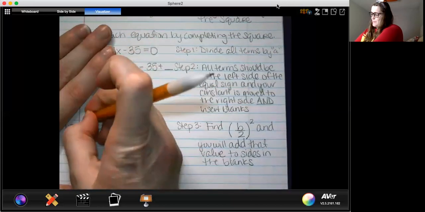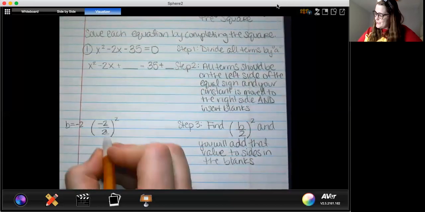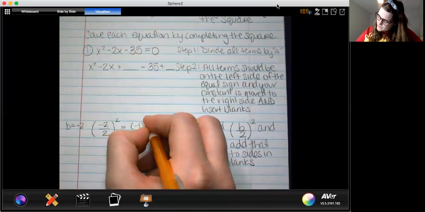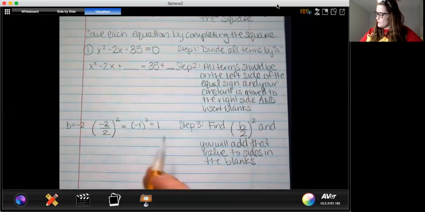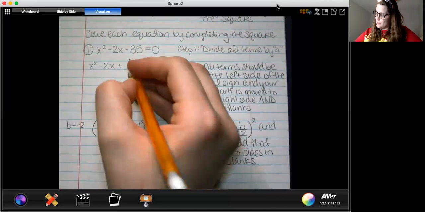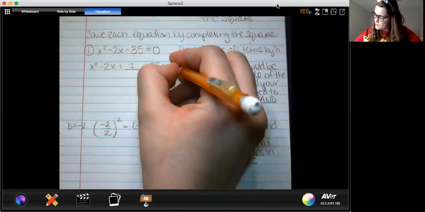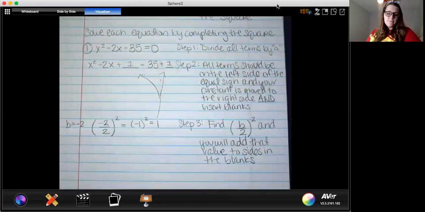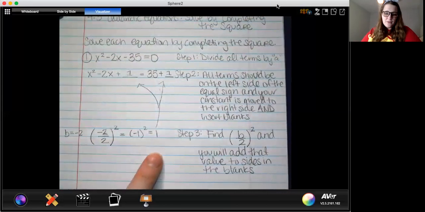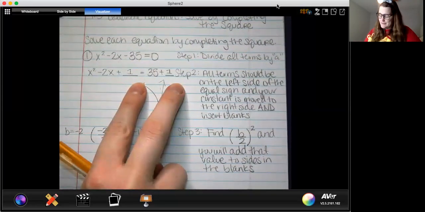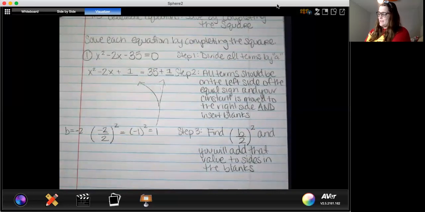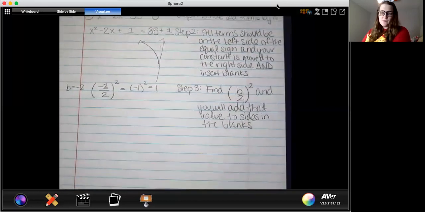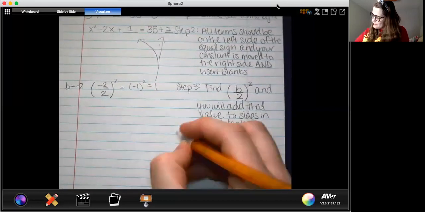All right. So then we actually figure out what that is. Negative 2 divided by 2 is negative 1. Negative 1 squared is 1. So I'm going to add this 1 value into my blanks. So step 3, we figure out what this value is, and then we add that to our blanks. And again, I'm drawing it out this way so you can really see where the steps are broken out. On number 2, we won't do this.